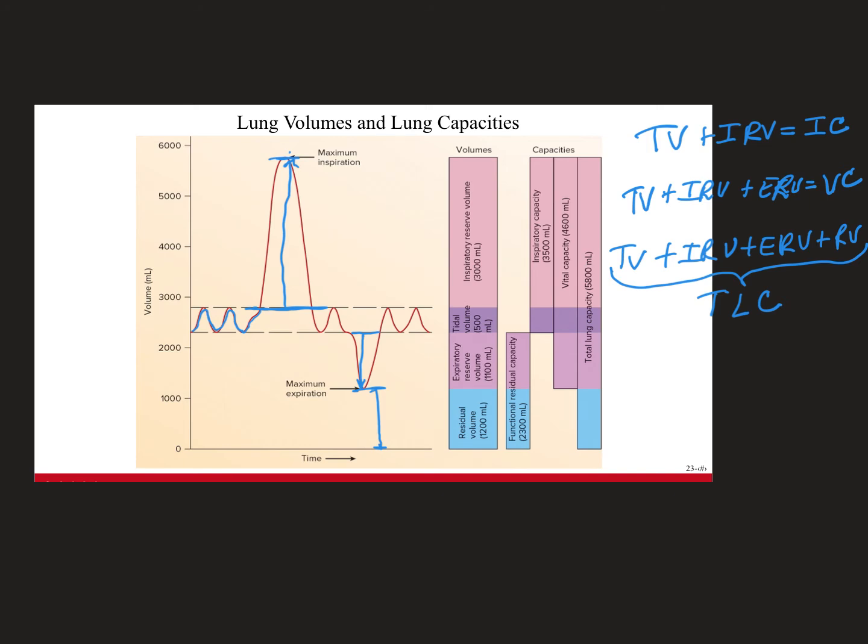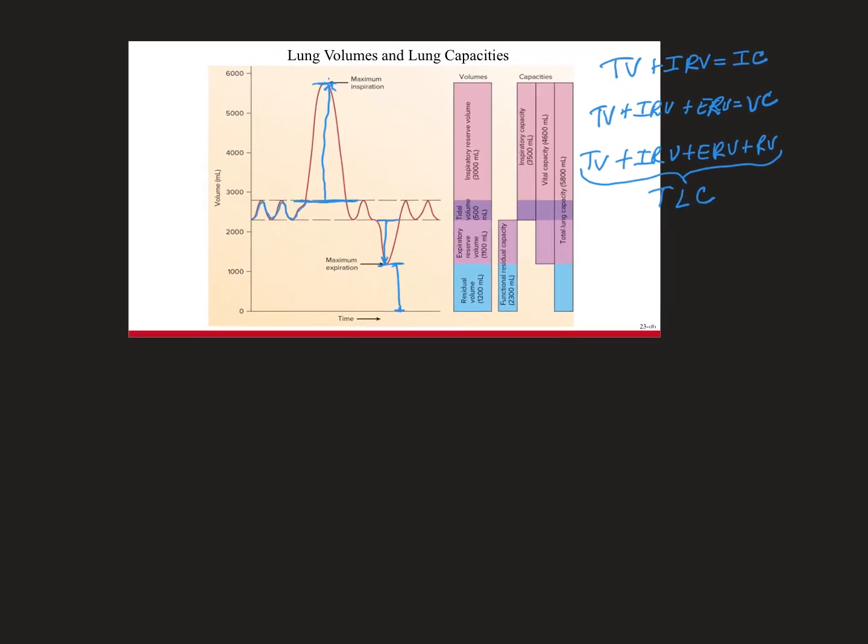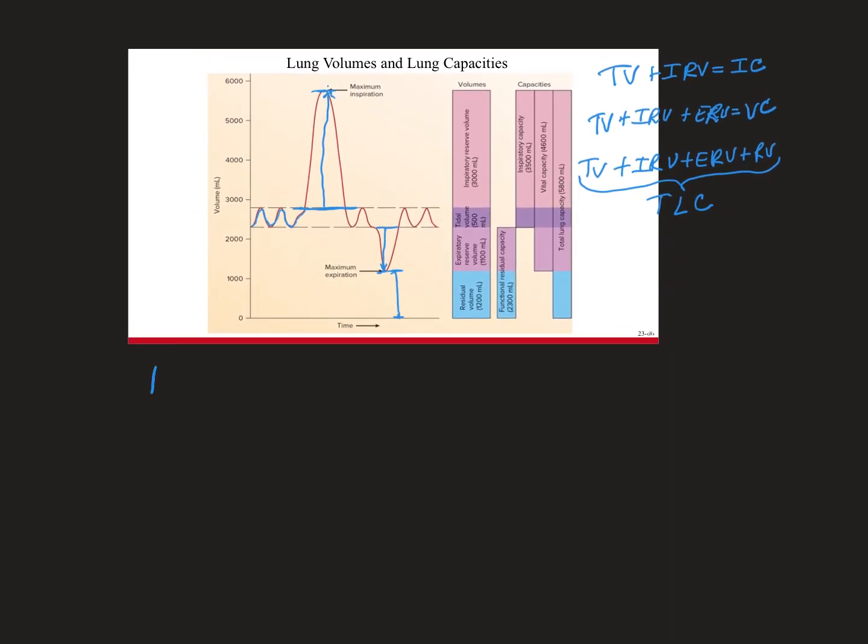Now, this is a really big equation to remember. Tidal volume plus IRV plus ERV plus residual volume equals total lung capacity. How could I simplify that? Could you just do like IRV to residual volume, like point an arrow? And know that everything's between? How so, if I wanted to write this out?